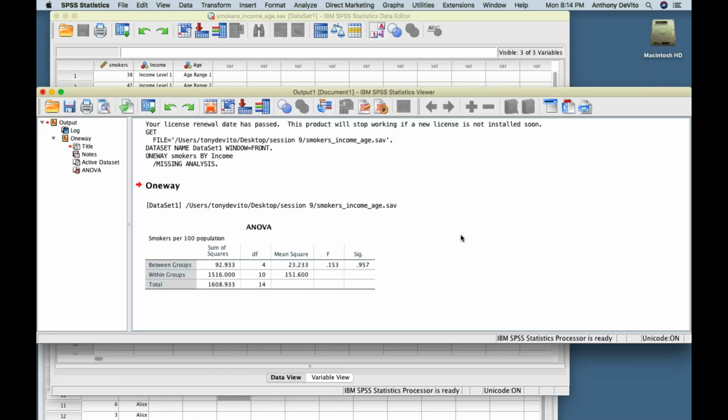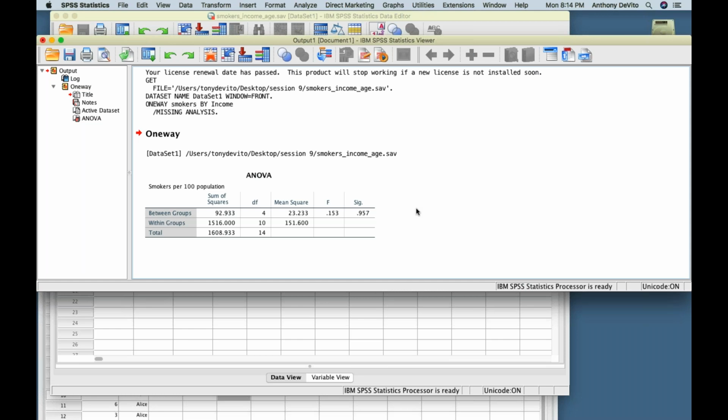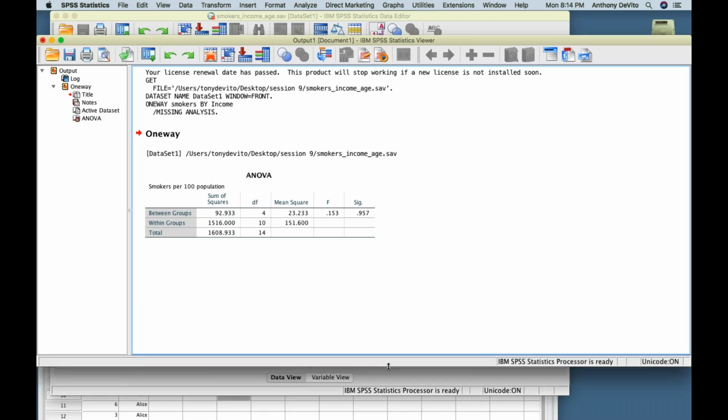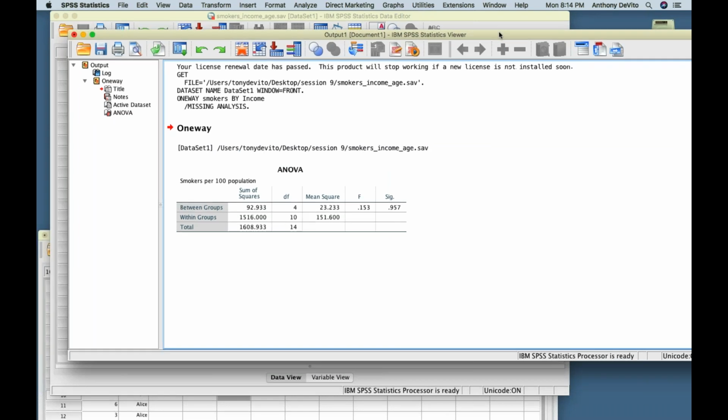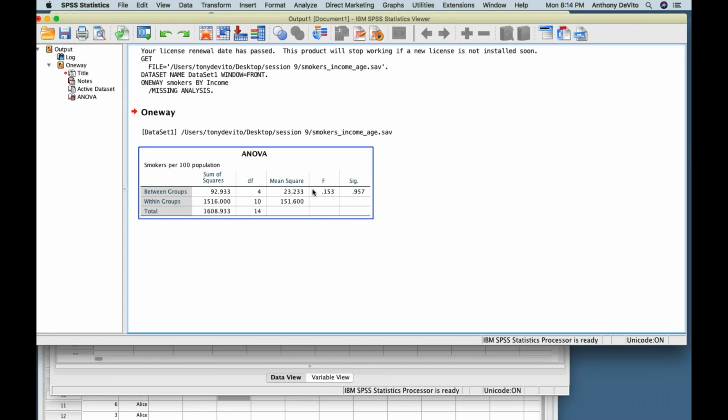And here's my output table. There's my analysis of variance. I'm waiting for it to finish up, I think. Well, I don't see my descriptive statistics. Not sure why it didn't come up for me. But let's take a look at what our result is. Our F statistic, which is based on the differences between the means between the groups and within the groups, is equal to 0.153, and my p-value is 0.957.